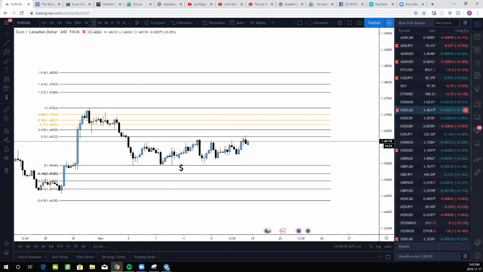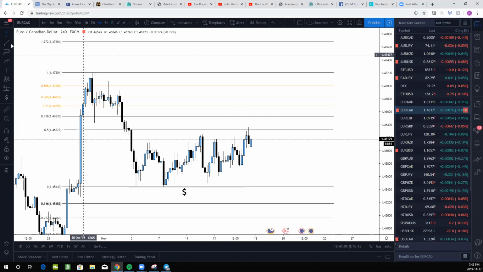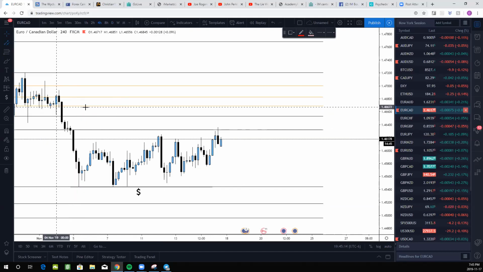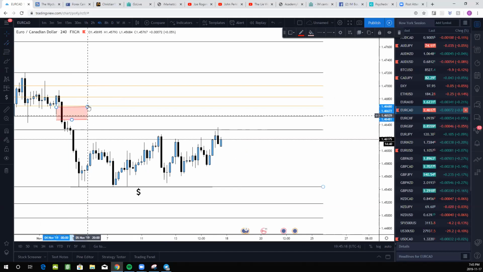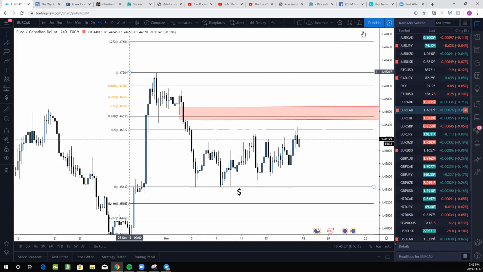So this week, I went lower down the time frame. We got imbalance from here to here. Oh, that's not a very straight line. There we go. So we mark out that zone. A lot of you guys won't be familiar with this. I'm just going to delete this for now.